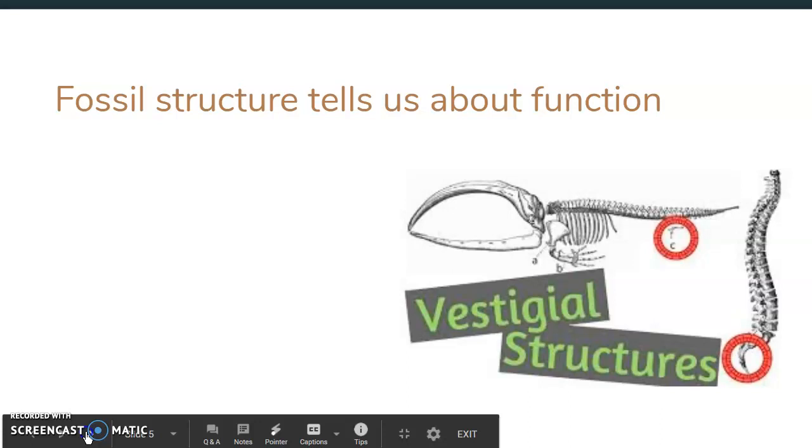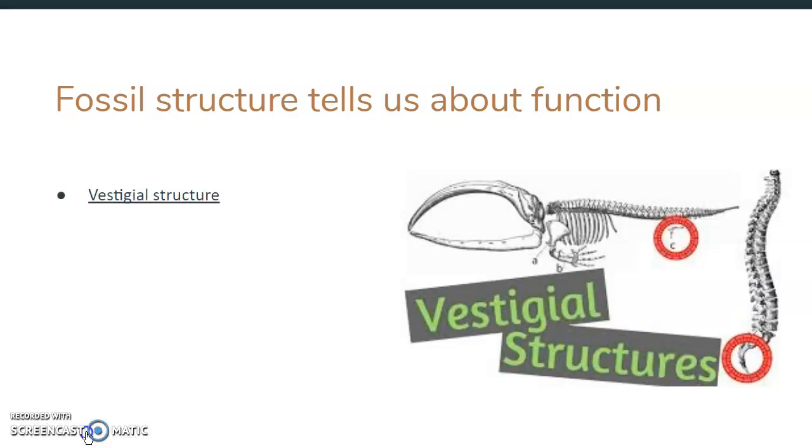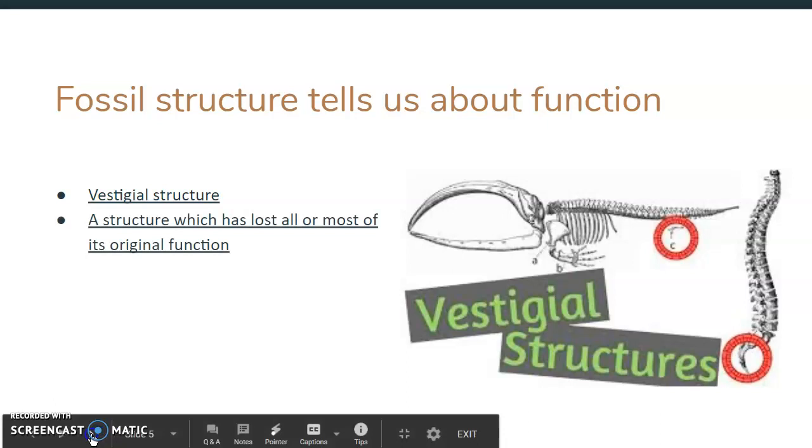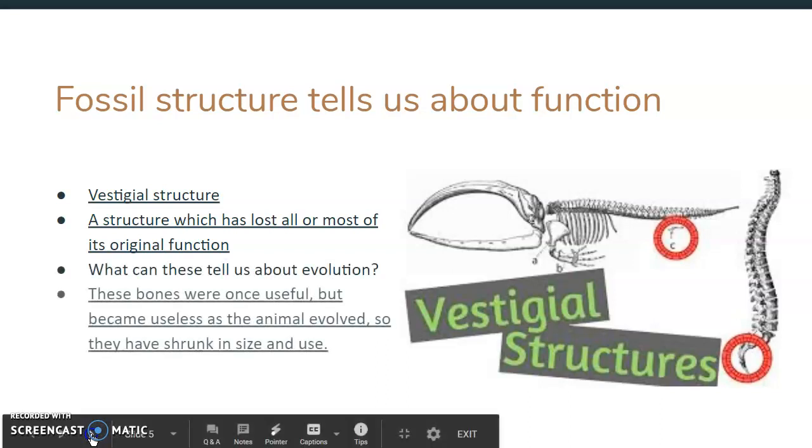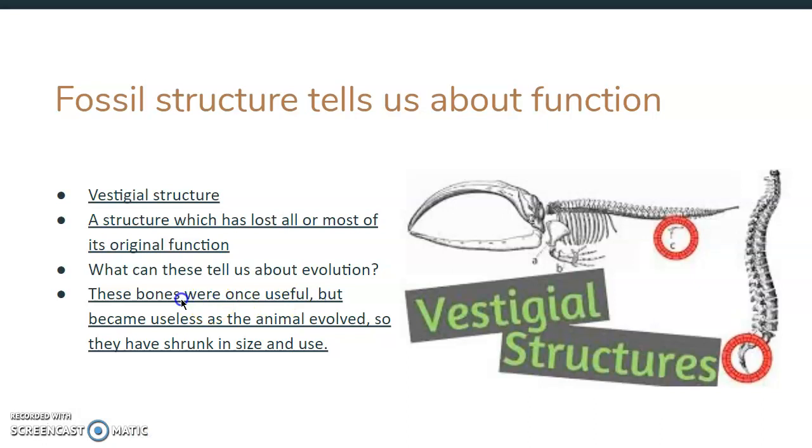So we also have another thing called vestigial structures, which help give us evidence that evolution occurred. These are really cool structures. A vestigial structure, sorry, that's a hard word for me to say, is a structure which has lost all or most of its original function. So what can this tell us about evolution? That these bones were once useful in an organism but have become useless because as the animal evolved, these structures shrunk because they were no longer needed.